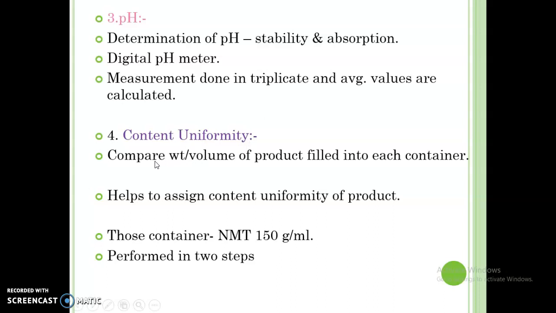How do we carry out content uniformity? We have to compare the weight or volume of the product filled into the container, as in weight variation. It is a bulk formulation container in which there is a chance of variation in content. This helps to assess content uniformity of your product. This applies to containers holding not more than 150 gram or ml, and it should be performed in two steps. What are the two steps?